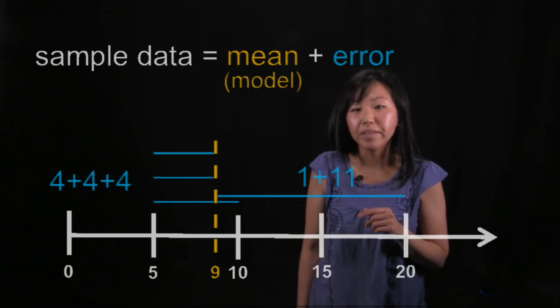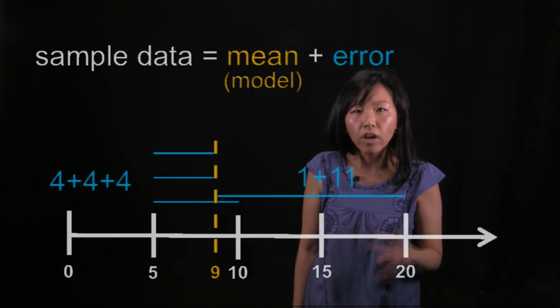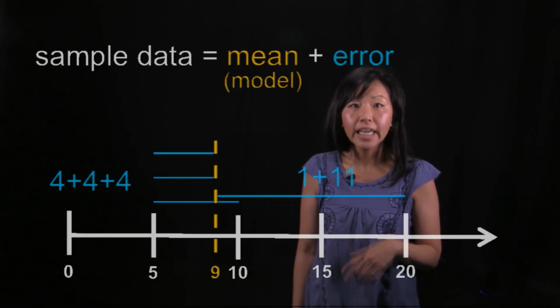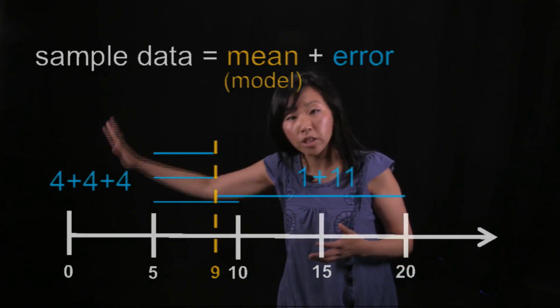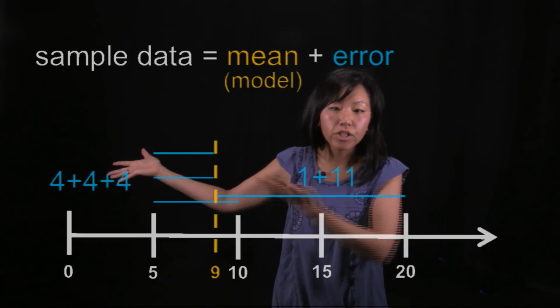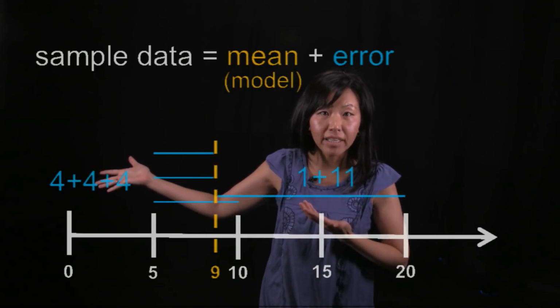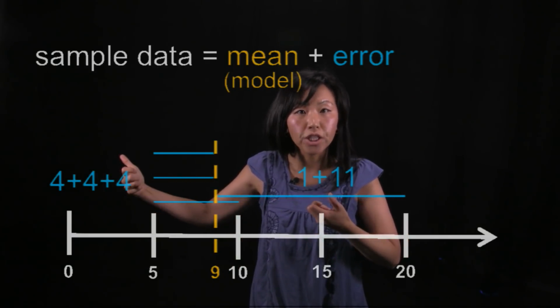Another reason the mean is an important first model to look at is that it's what we call an unbiased model. This is a case where the errors on the smaller than side of the mean are perfectly balanced by the errors on the larger than side of the mean, right? And so the mean is pulled equally in both directions.